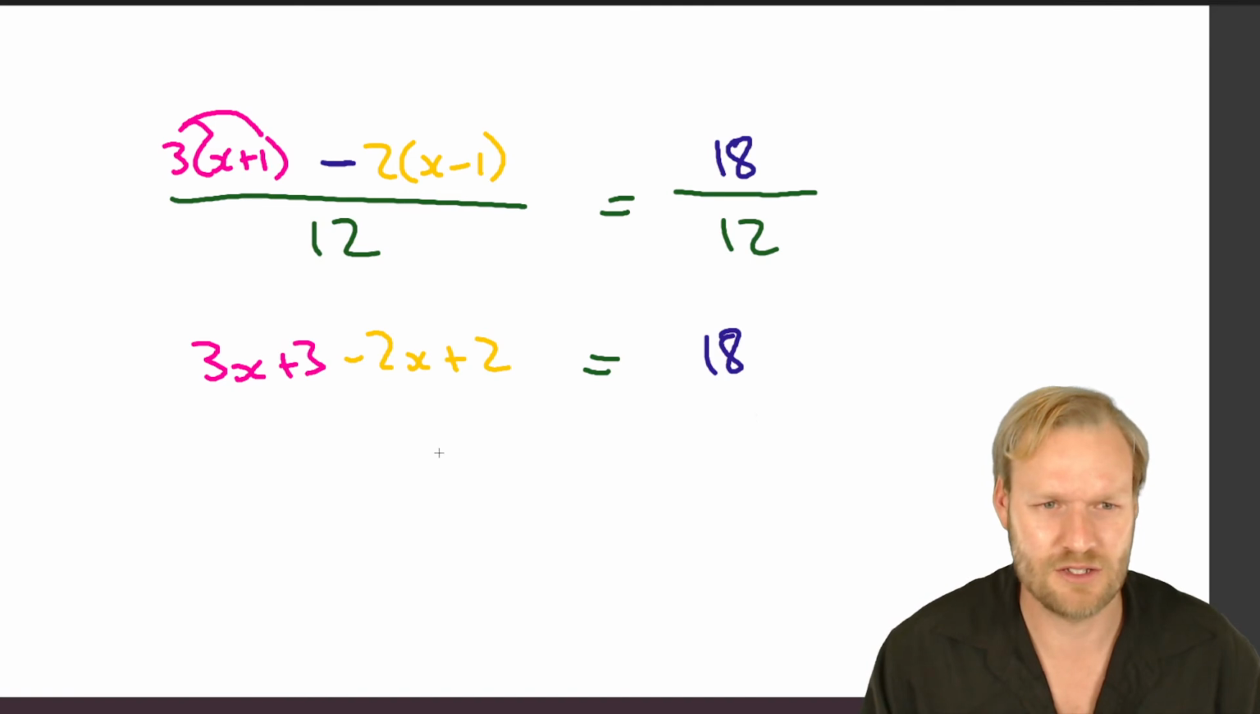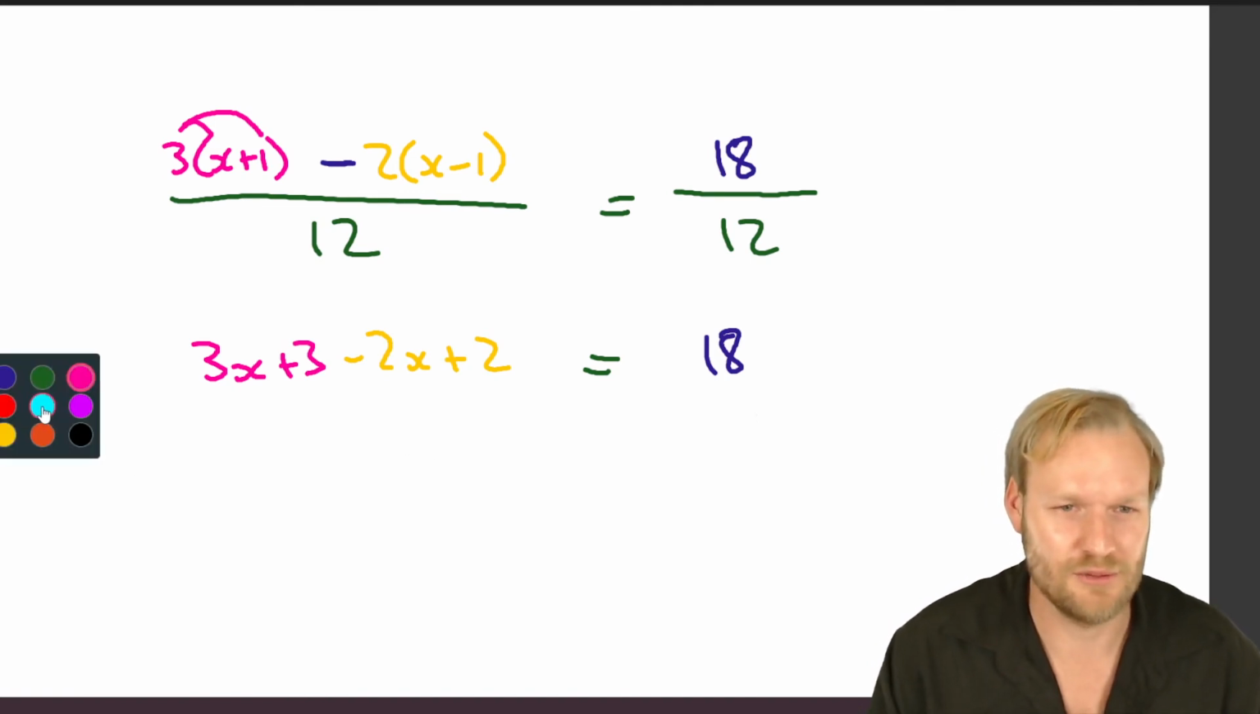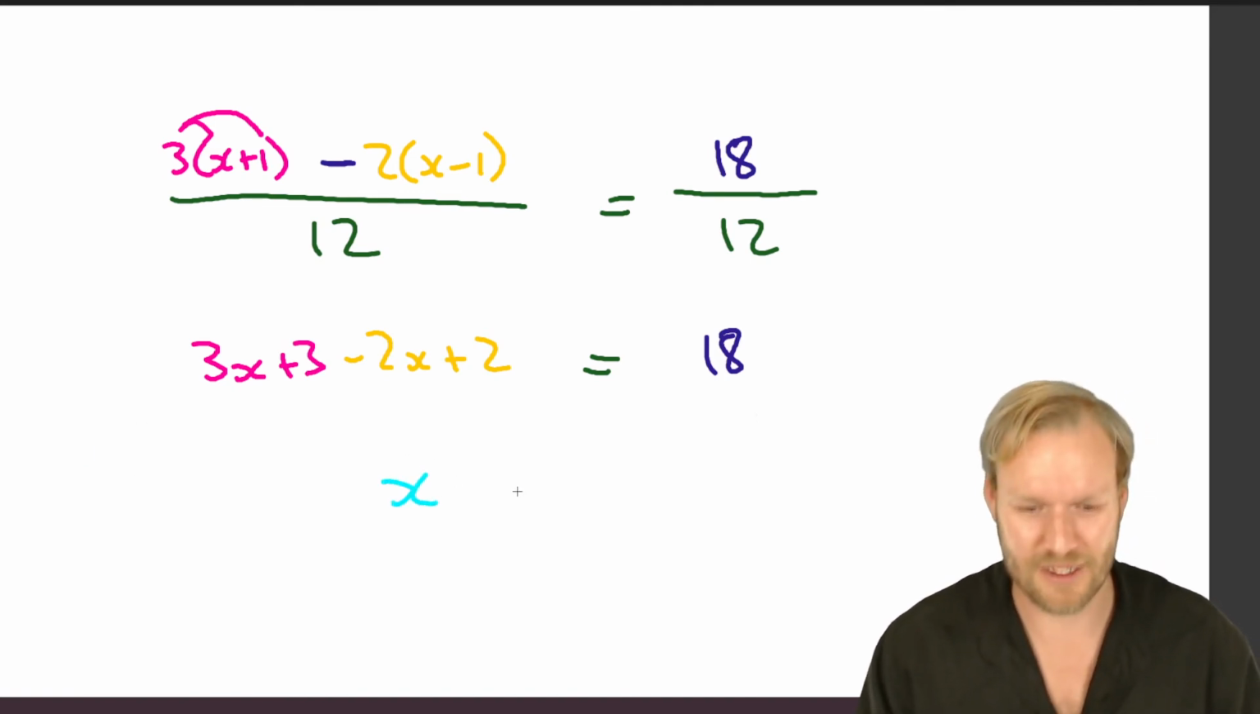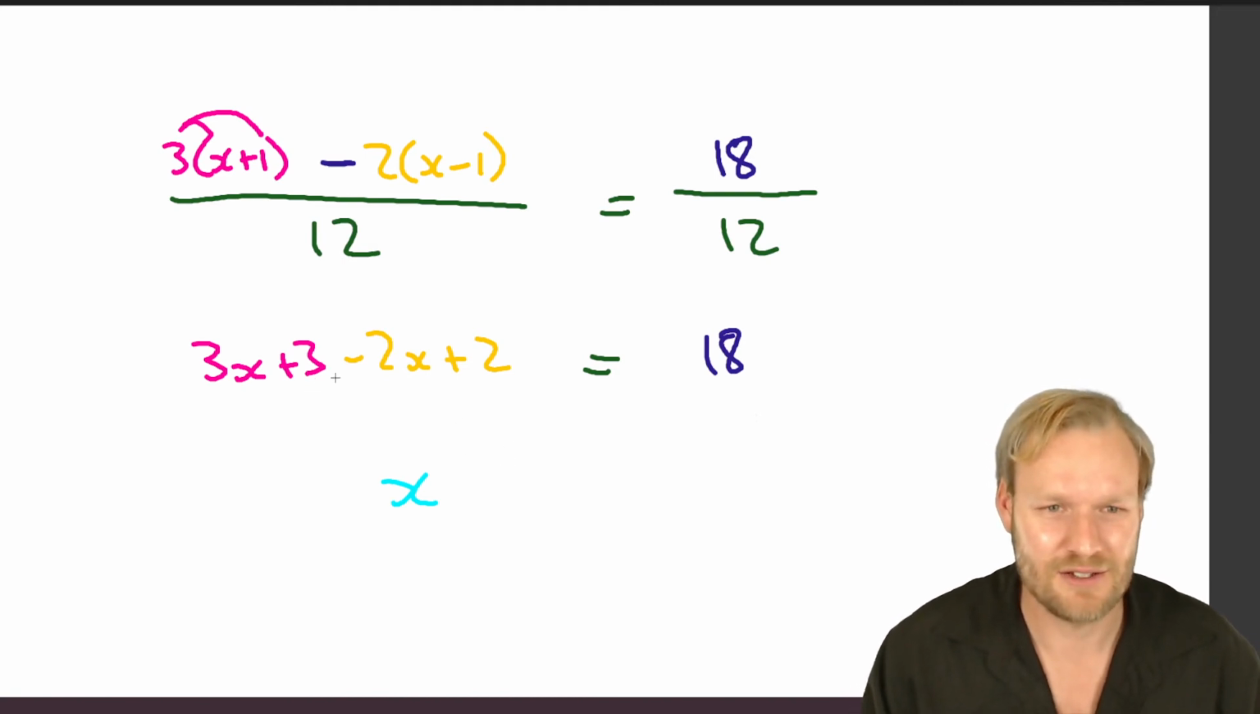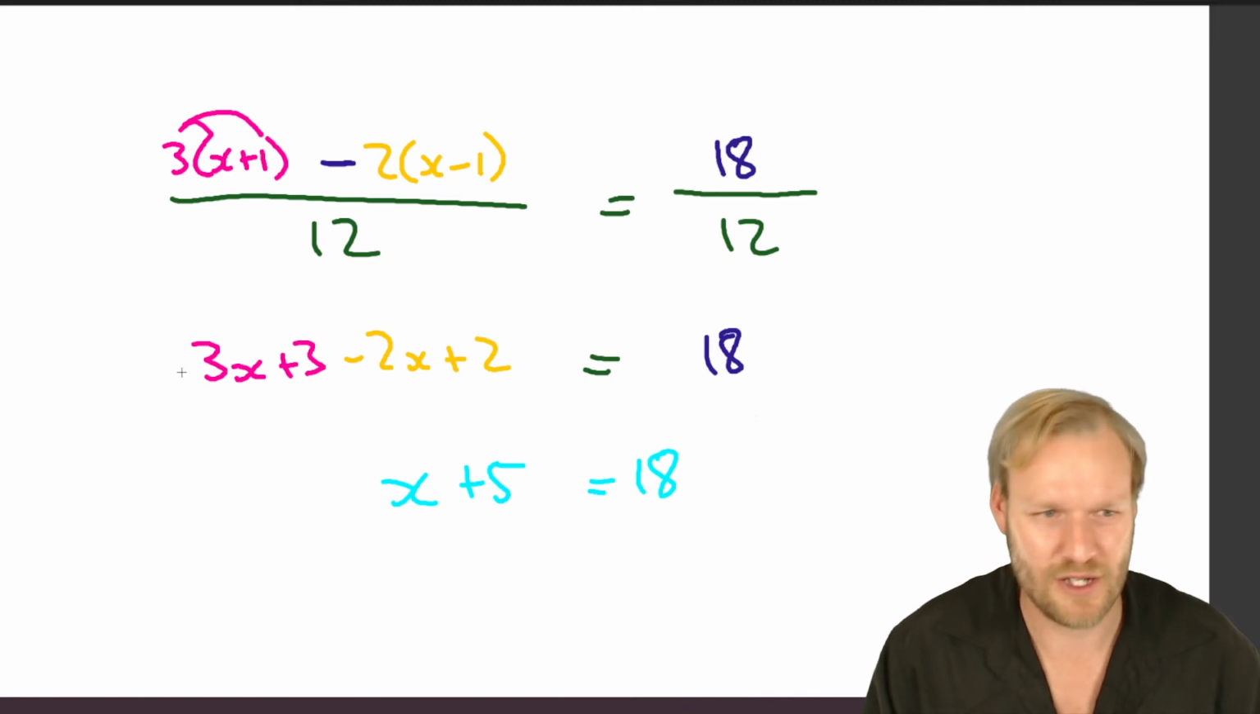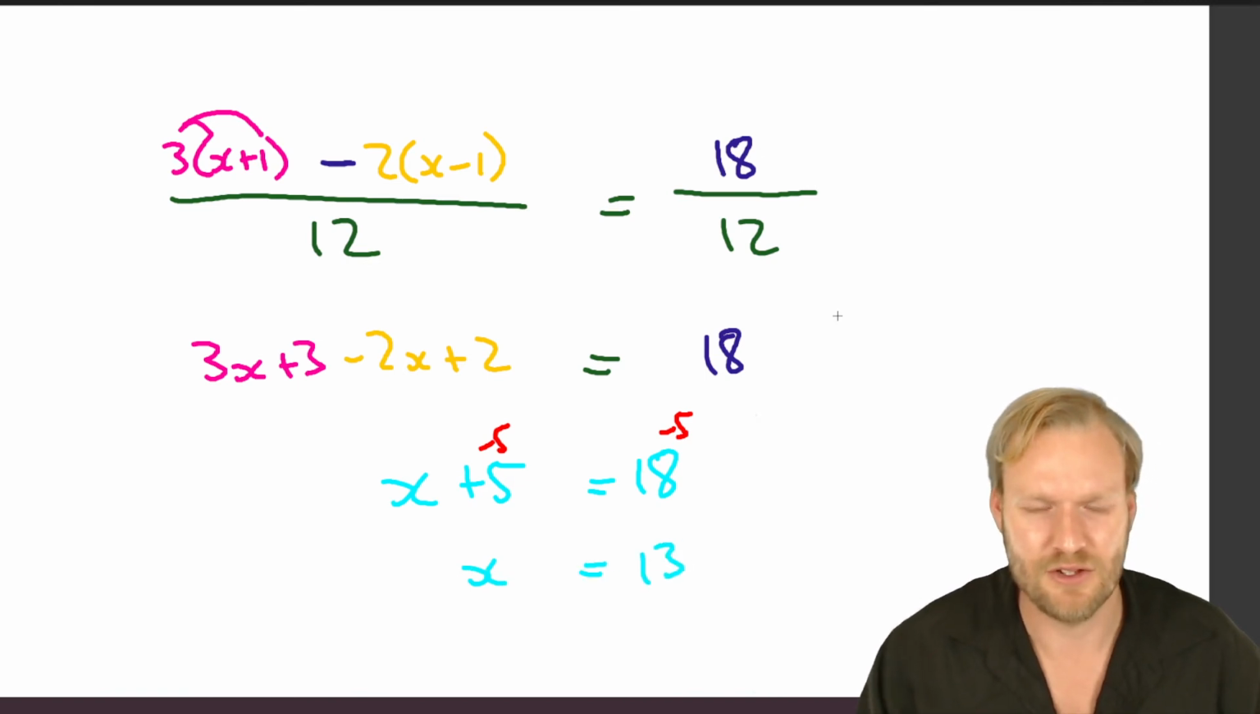3x minus 2x. Well, that's just, I don't know, what color should we go for? Should we go for this light blue? Sort of comes out, right? x, 3 plus 2 is 5, equals 18. Subtract 5 from each side. Maybe we can show that. Minus 5, minus 5. So therefore, x equals 13.